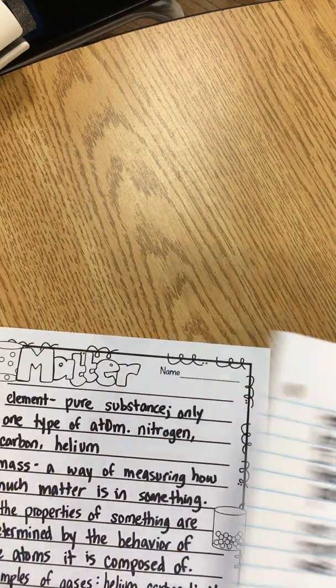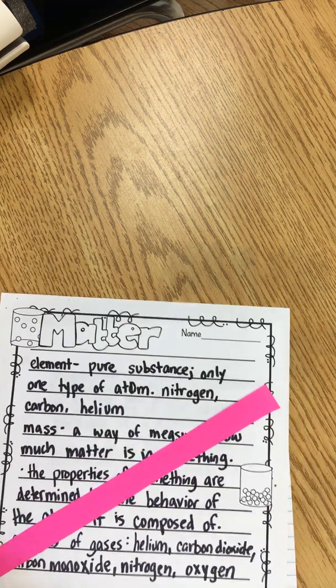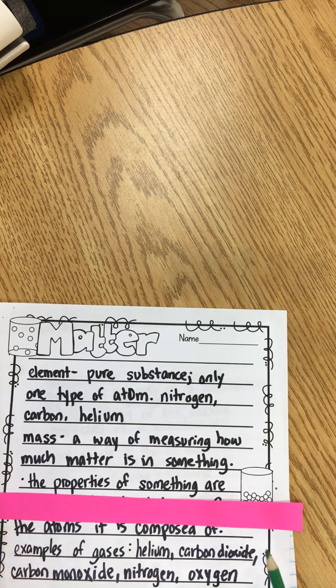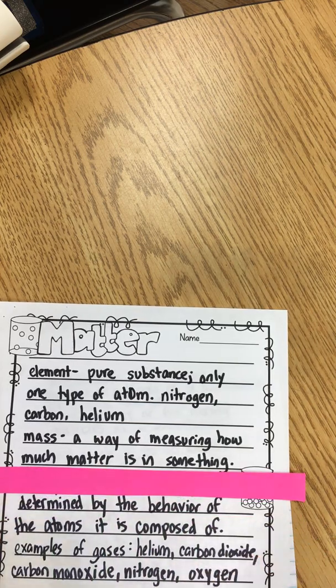Okay, and then the last word that I wanted to review with you, I had actually already defined in my notes, which is mass. Oh, we talked about mass. A way of measuring how much matter is in something. And remember, we said that mass is different from weight. Mass does not change. The amount of matter that's in something isn't going to change whether you're here or on the moon. But the weight of that substance or object can change based on what the gravity is like in your location.